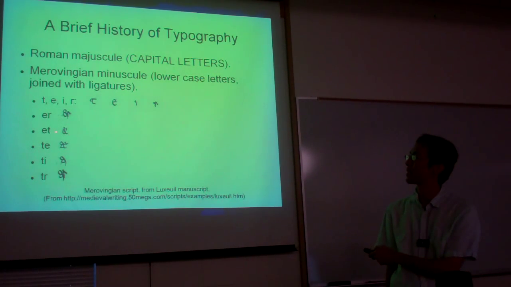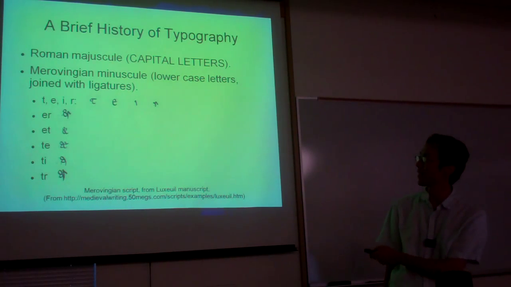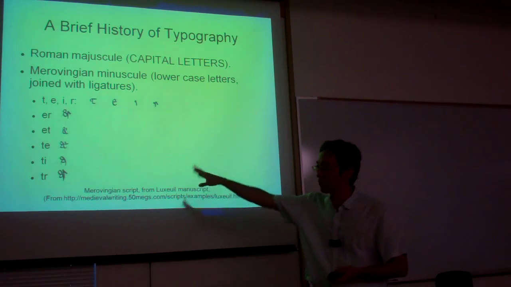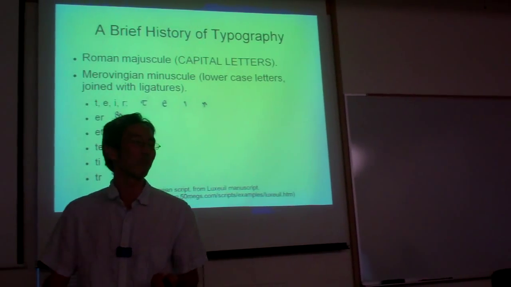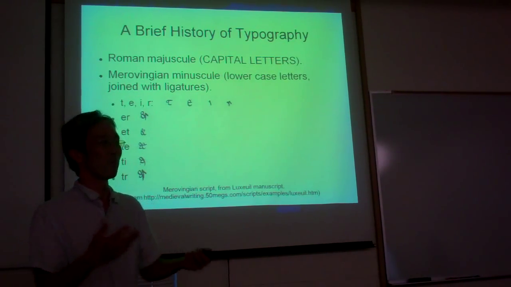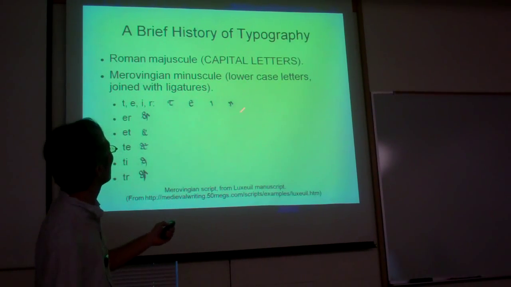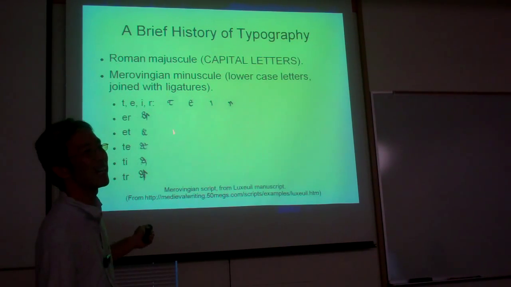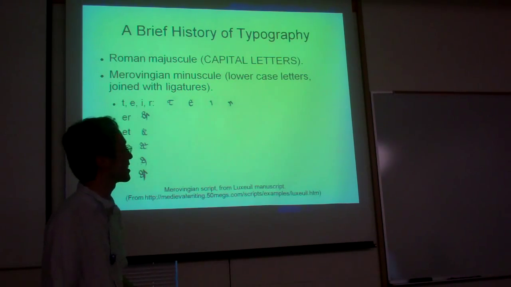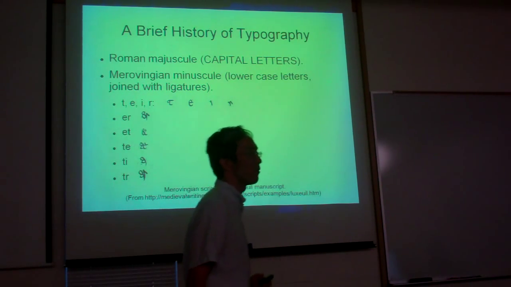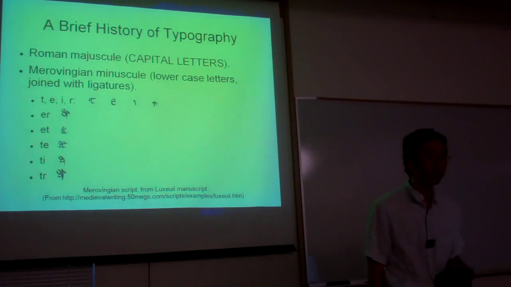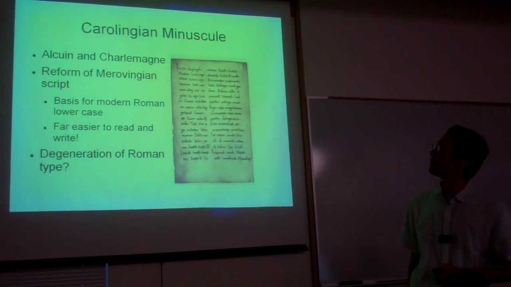There's our ampersand. Here's a T and an E, which kind of looks like a bow tie, and so on. So again, going back to that earlier comment, trying to read this Merovingian minuscule is sort of a form of torture. Well, here's your basic letters, but then you have to identify all of these other forms. That's going to make reading Merovingian script very, very difficult. Well, fortunately, you don't have to deal with that too long.